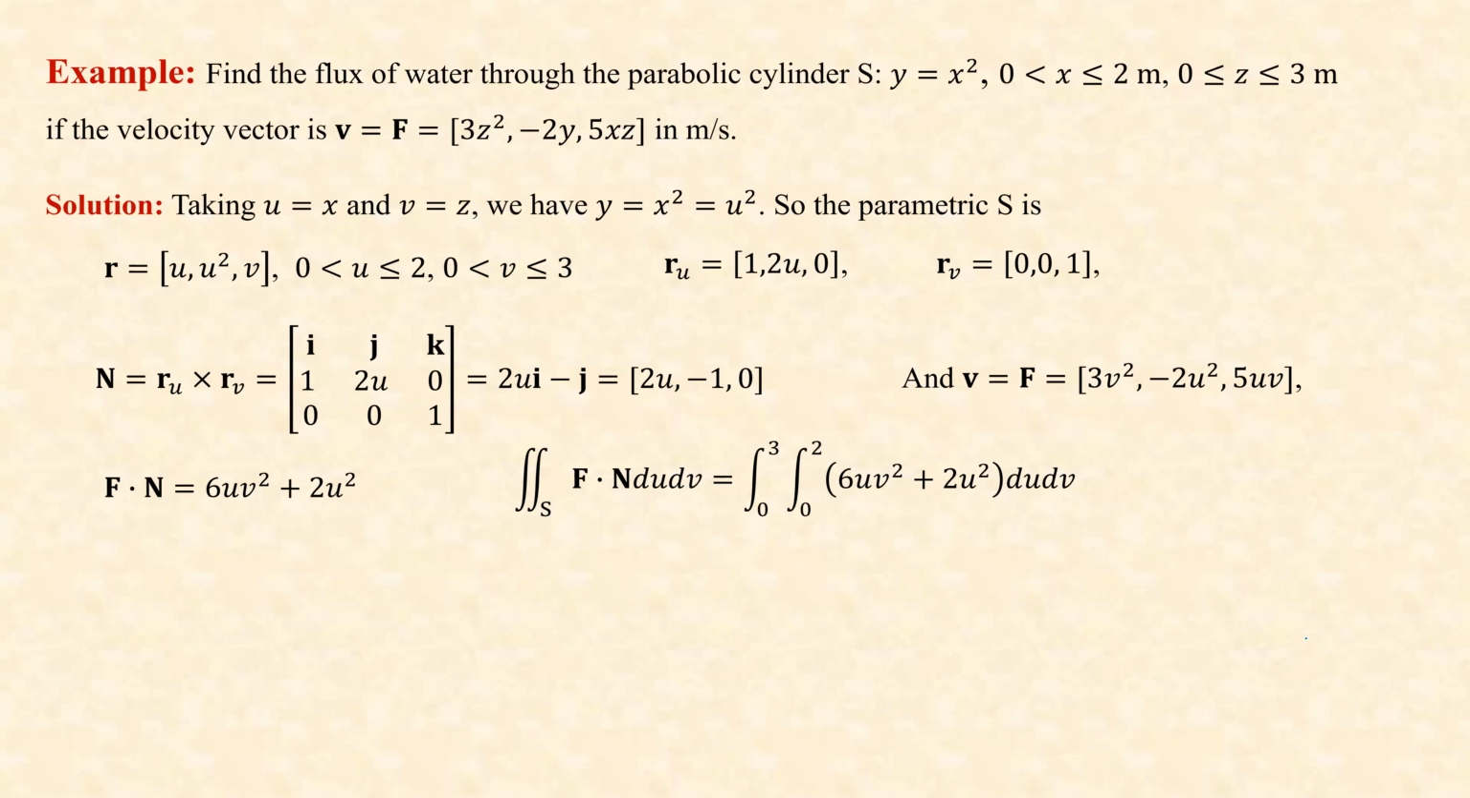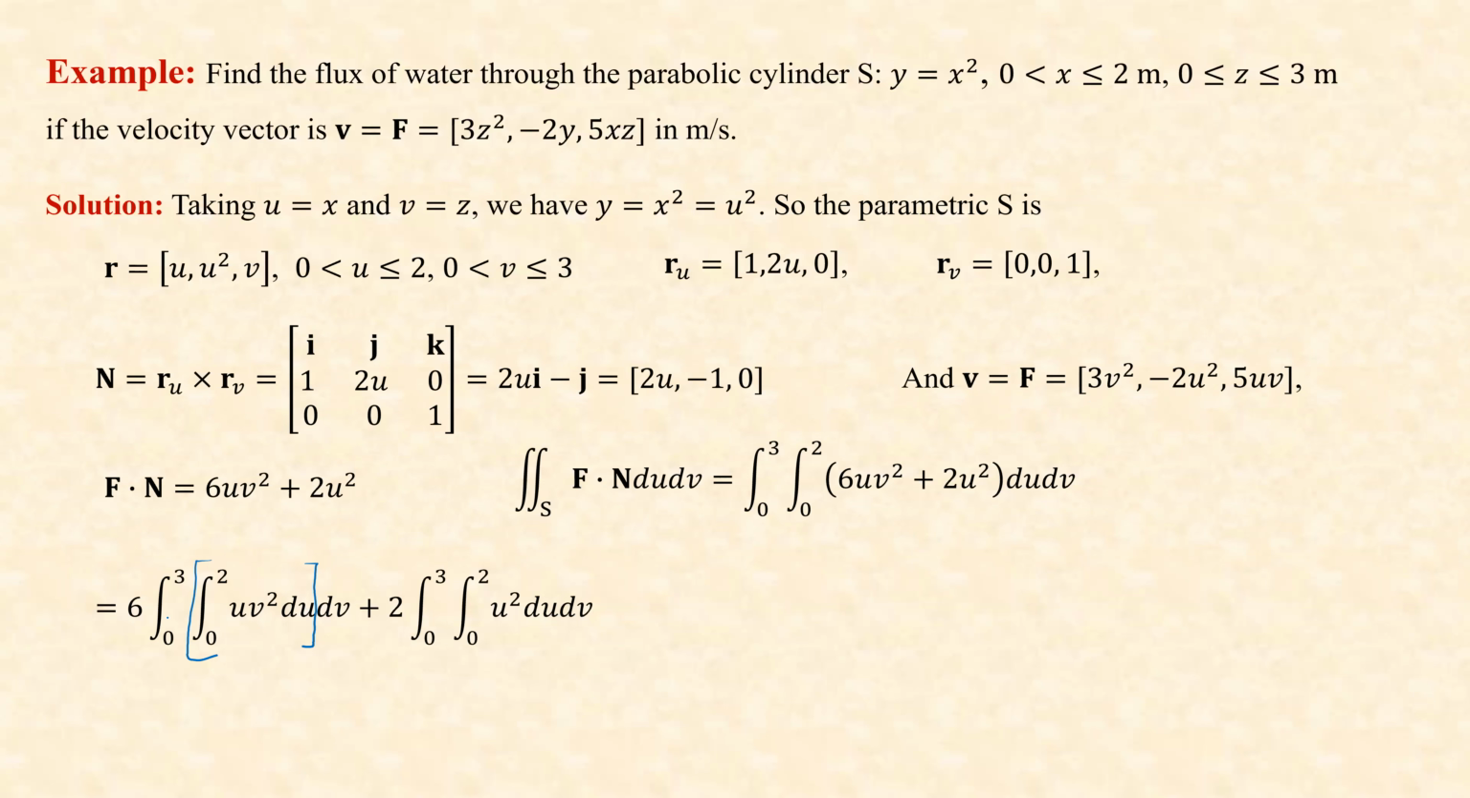There are different ways of doing that. The easiest is to break this into two pieces, because the integral is linear. So it becomes the integral of 6uv squared plus 2u squared. And 6 comes out, integral of uv squared, and 2 times the integral of u squared. And then for each one of these integrals, you can separate the integrals because they don't bother each other. This is the integral over u. For integral over u, v is constant, so v squared comes out, right?